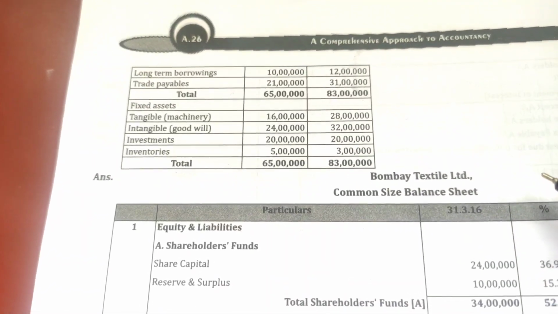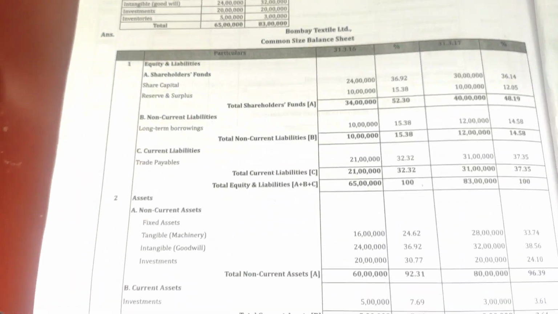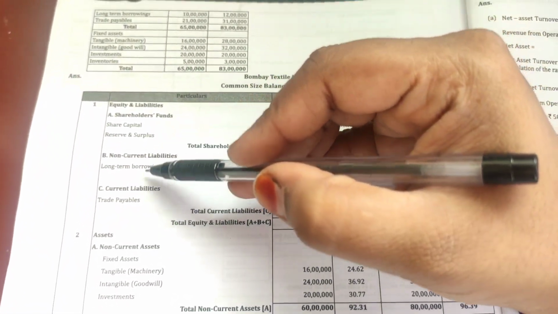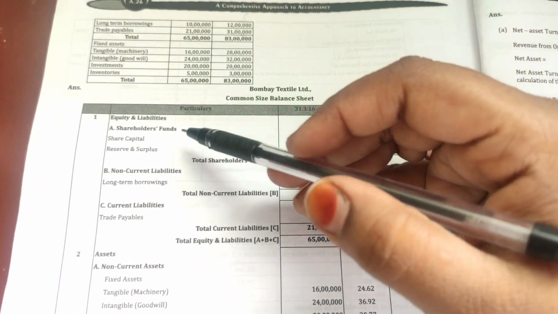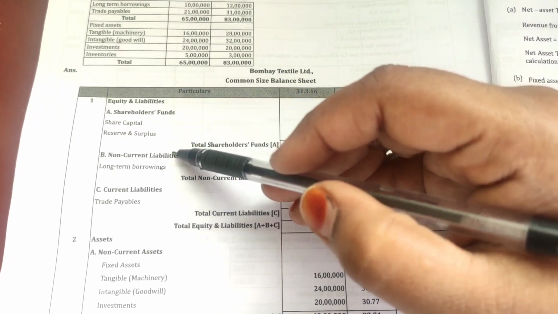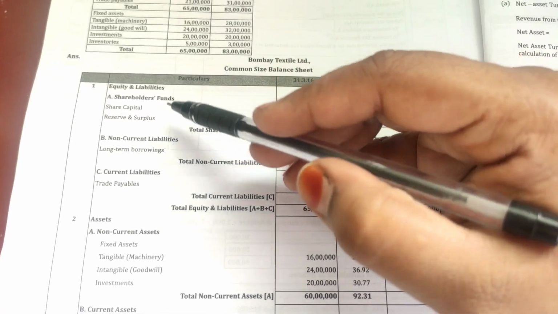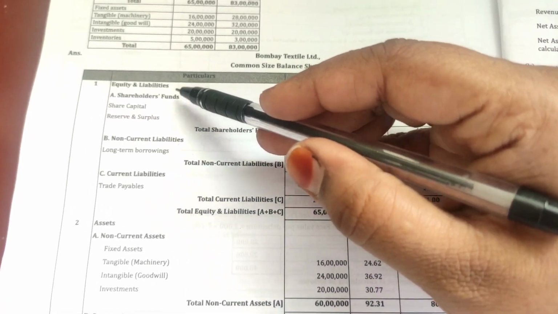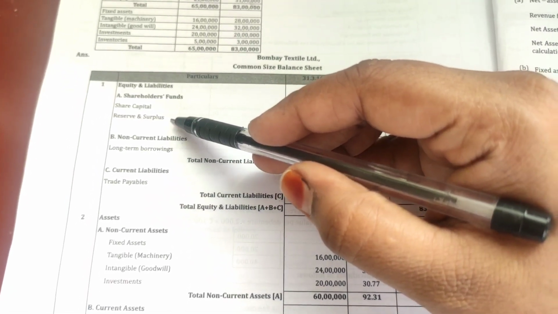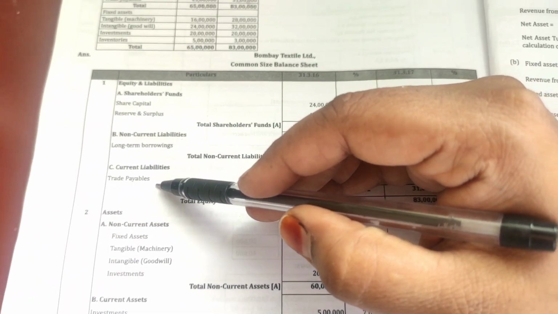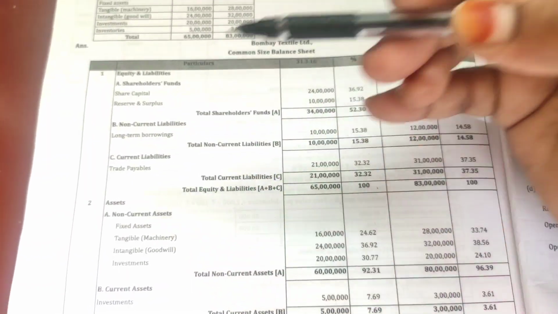Now we need to write a common size balance sheet. It is a very easy method. First of all, you need to take all the liabilities. First we will take all the equity and liabilities, non-current, current. We need to classify them under equity, non-current, current. So equity will get share capital and reserve and surplus, non-current will take long term, and current liability will take all the short term payables, that is trade payables.